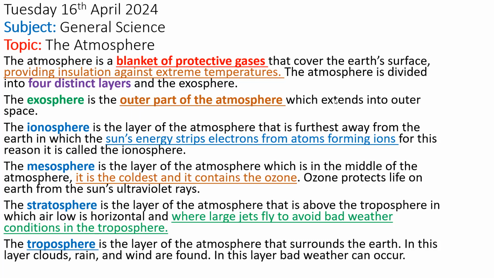Which layer of the atmosphere is the coldest? The mesosphere, very good. Which layer of the atmosphere is where jets fly to avoid bad weather? Stratosphere, very good. And which layer is outside of the atmosphere and goes up into space? Exosphere. The exosphere, very good.